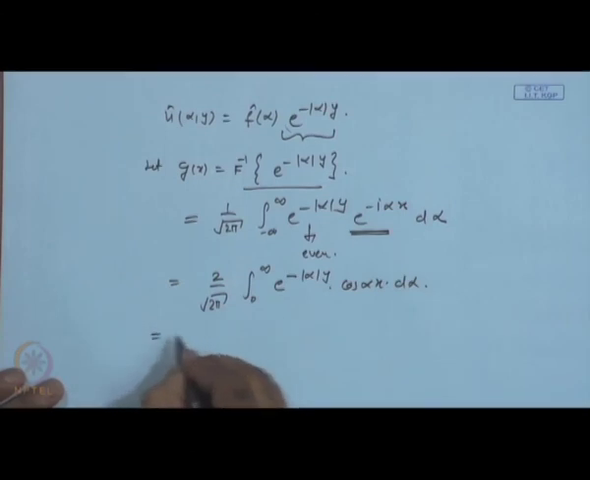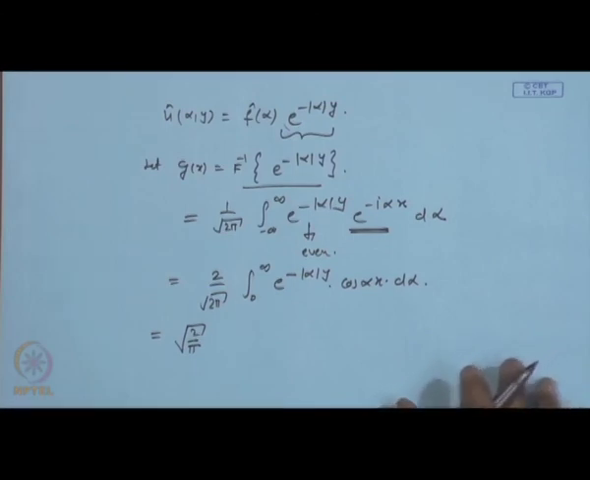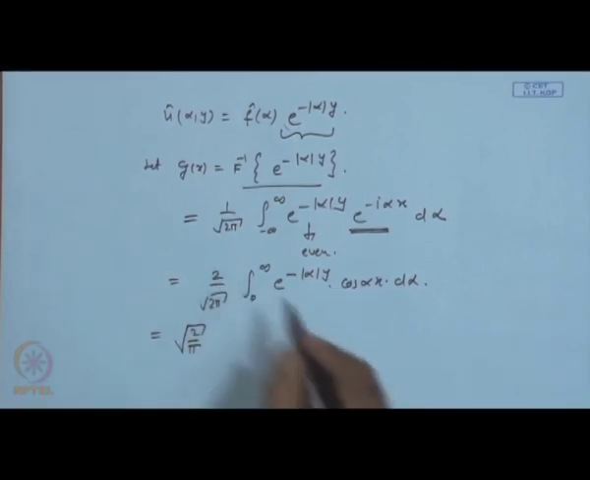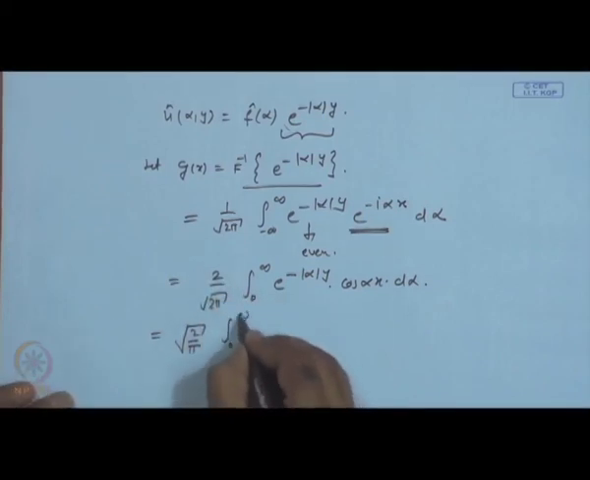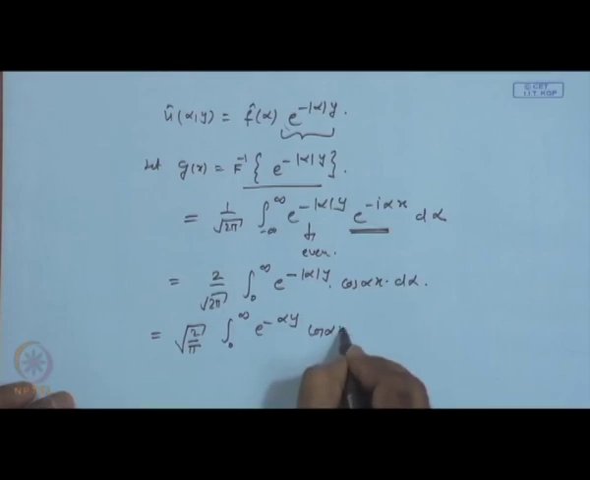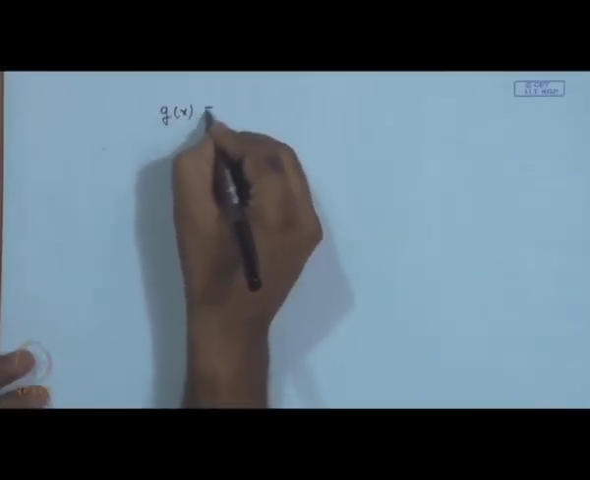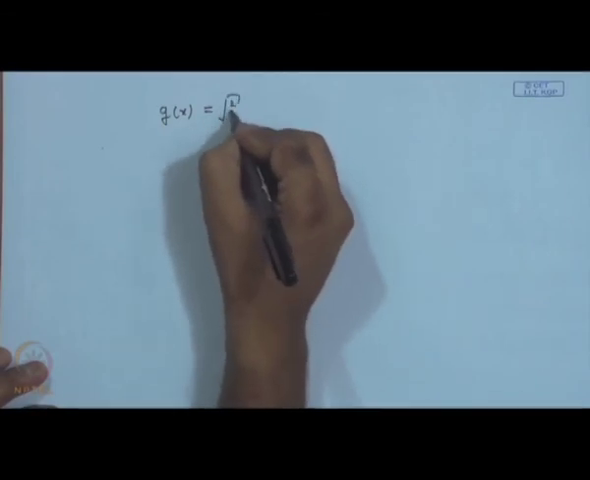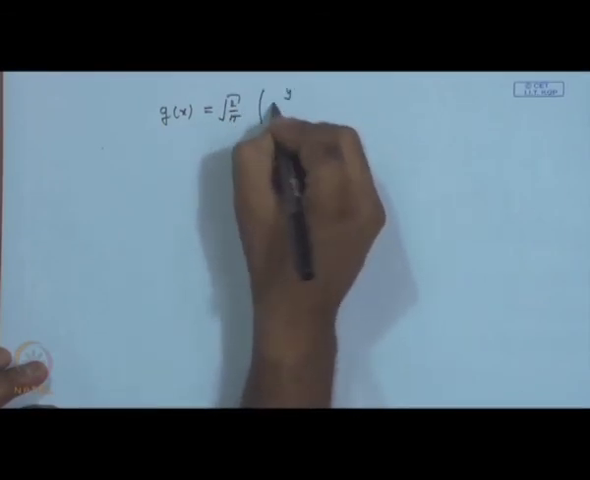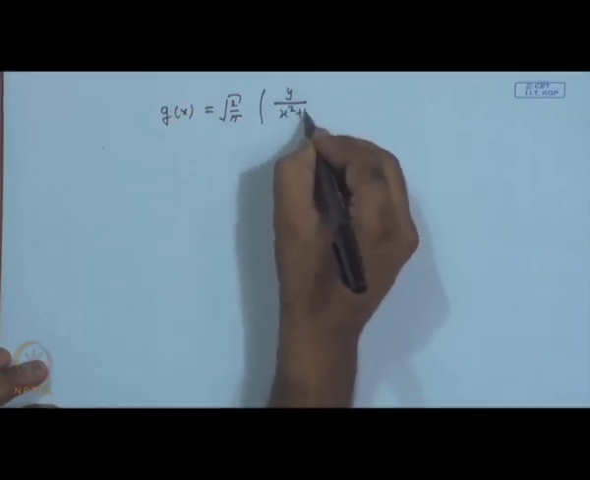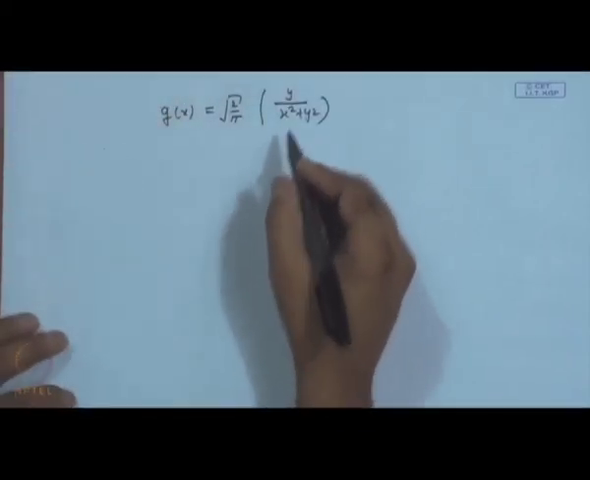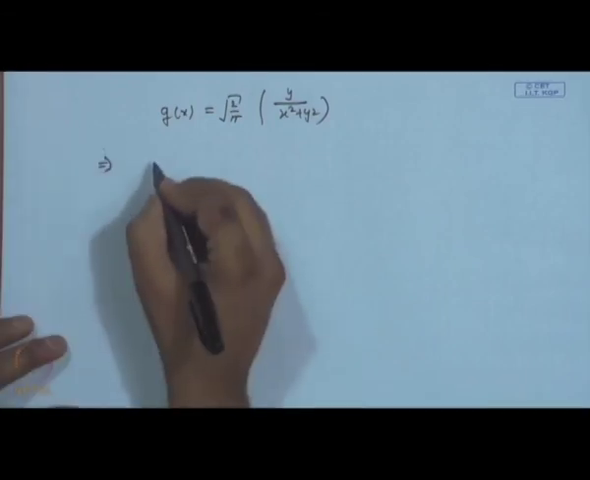And now we can have 2 over square root π, because this will be square root 2 here, and we have the integral from 0 to infinity of e^(−αy) cos αx dα, and this is a very simple integration. One can just get it by integrating by parts. So in this case we will get g(x) as 2 over π times y over x² + y². So this integral will give y over x² + y².